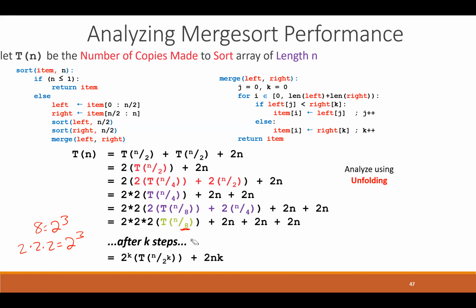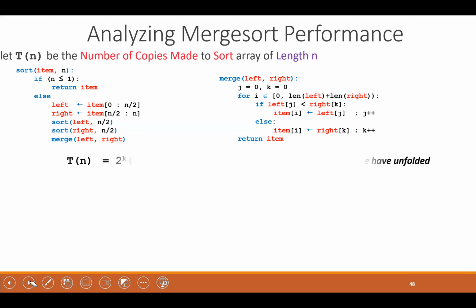Okay, questions? It's a lot of math there, but finding the pattern is the hard part, and then we verify by induction. So this is the pattern we've unfolded, and we assume that a recursion tree goes to a depth of k. So now the question is, how big is k? What is the value of k?